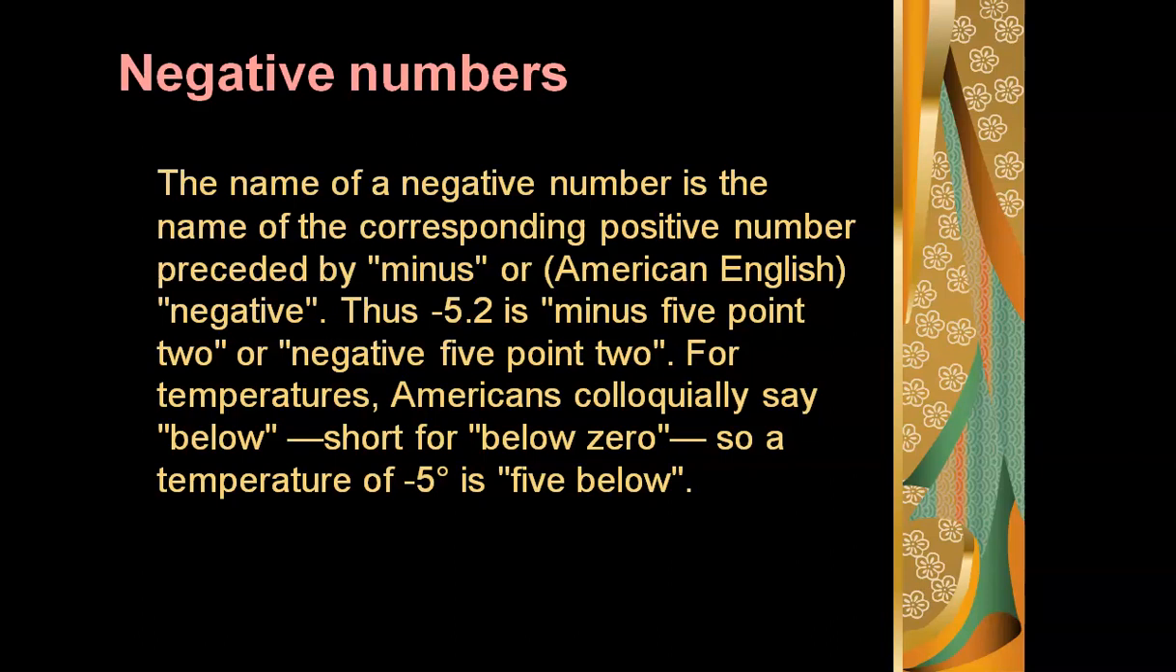The name of a negative number is the name of the corresponding positive number preceded by minus, or in American English, negative. Thus, -5.2 is minus 5.2, negative 5.2. For temperatures, Americans colloquially say below, short for below zero, so a temperature of -5 is 5 below.